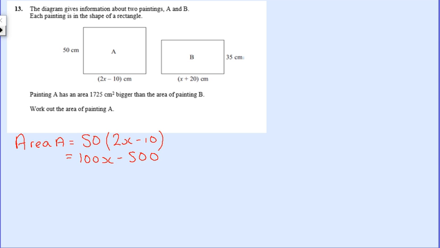I'm also going to need the area of B, so I'm going to figure out an expression for the area of that as well. That is 35 multiplied by all of x add 20. If I expand that out, I end up with an expression that is 35x add 700. And then I need to go back to the question, because we're told that painting A has an area 1,725 centimetres squared bigger than B.